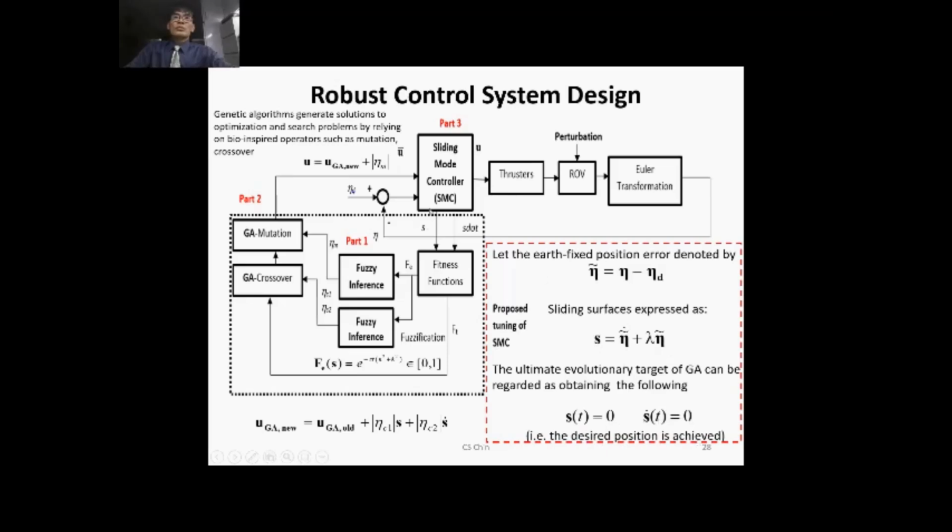With that, we need to use the outputs S and S dot in the fitness function, where we go through the fuzzy inference to get the eta M, eta C1, eta C2 through these equations, where we go through the genetic algorithm for mutation and crossover to develop a new control law. And in this control law, you can see that the first part will be the fuzzy logic, followed by the GA as part 2, and part 3 will be the sliding mode controller.